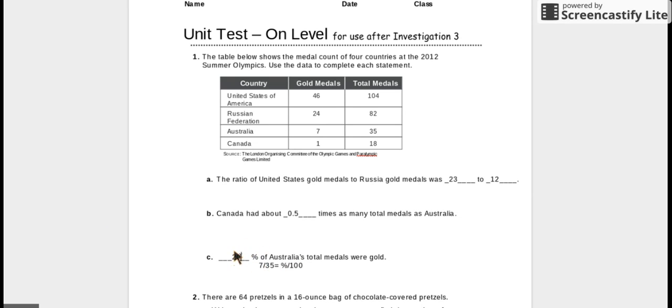Now remember, for a percent problem, when you're looking for a percent or a percent of something, you want to use a percent proportion, where you have a ratio on one side or a fraction on one side, and the other side should have your percent over 100.